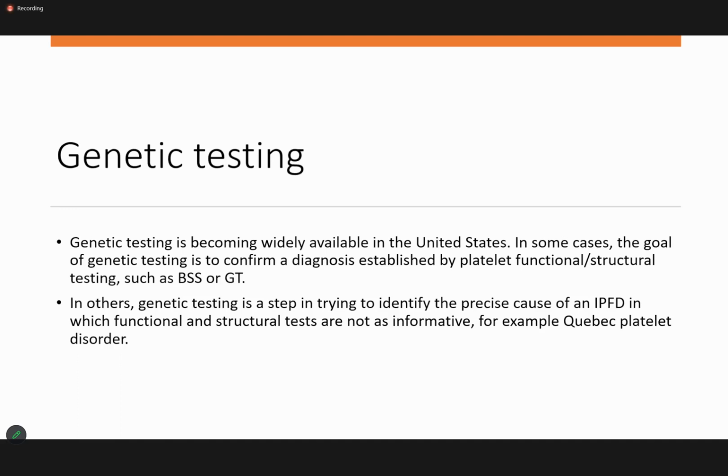Genetic testing is becoming widely available in the United States, and maybe we will also get this kind of testing before long. In some cases, the goal of genetic testing is to confirm a diagnosis established by platelet function or structural testing, for problems such as Bernard-Soulier syndrome and Glanzmann thrombasthenia.